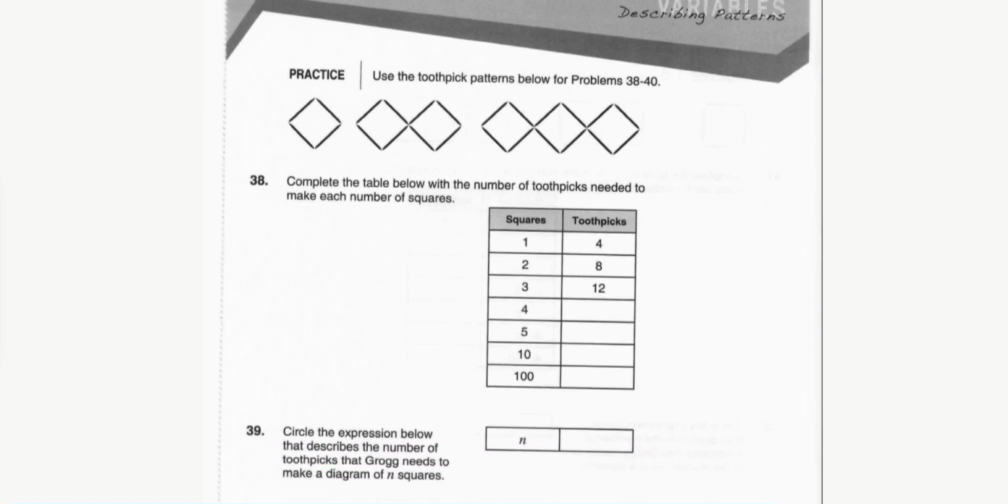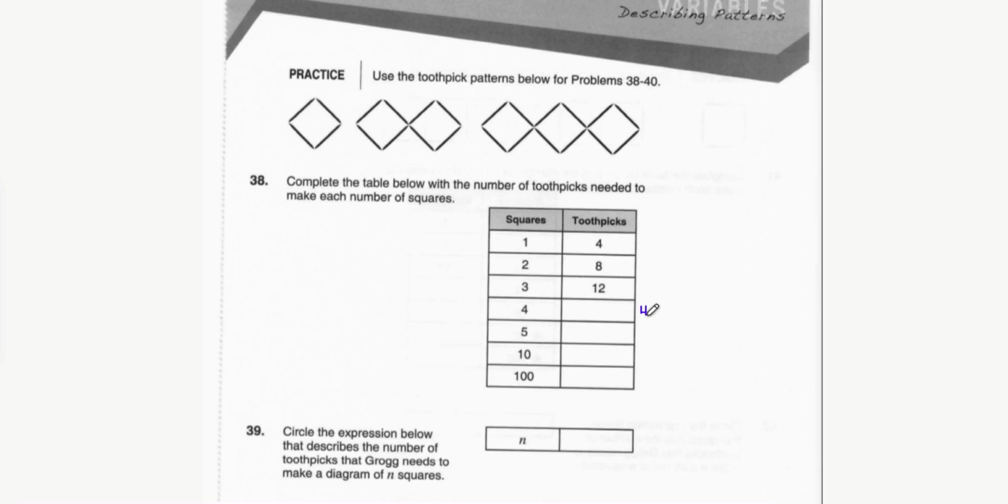Next, we will be practicing using the toothpick patterns below for problems 38 to 40. So you have to complete the table below with the number of toothpicks needed to make each number of squares. For one square, it takes 4 toothpicks. For 2 squares, it takes 8 toothpicks. For 3 squares, it takes 12 toothpicks. So for every square in the diagram, we can see that Grog needs 4 toothpicks more. So we can multiply the number of squares by 4 to get the number of toothpicks.